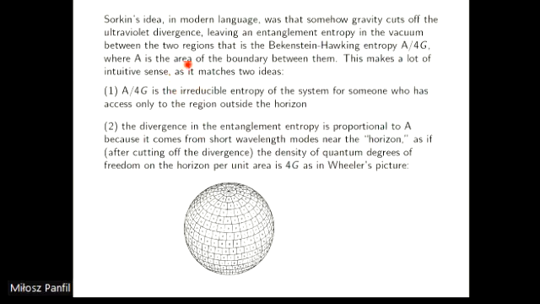So the suggestion that gravity would somehow cut this off makes some intuitive sense because it matches two ideas. One is that A/4G is the entropy of the system for someone who only has access to the region outside the horizon. That's an interpretation of Bekenstein's idea about black hole entropy. And the second is that the divergence is proportional to the area because it comes from short wavelength modes near the horizon, as if after cutting off the divergence, there's a density of quantum degrees of freedom on the horizon that's 1/4G, as in Wheeler's picture.